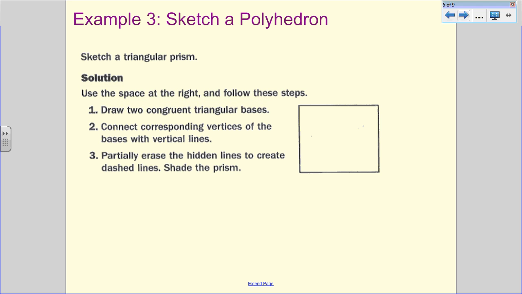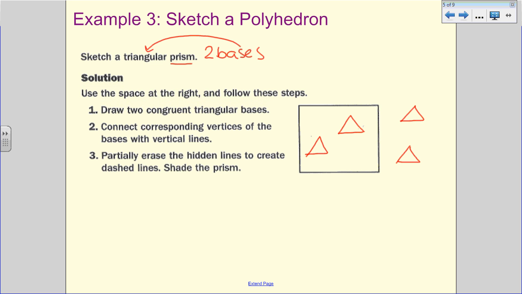All right, so now we're going to take a look at sketching polyhedrons. So we want to sketch a triangular prism. If it's a prism, that means it has 2 bases, and they're going to be triangles. So we're going to draw 2 congruent triangular bases. I'm going to draw a triangle here in the front, and then one that's parallel to it, a little bit farther back. We could draw one up here and one down here. They could go vertically, or horizontally like that.